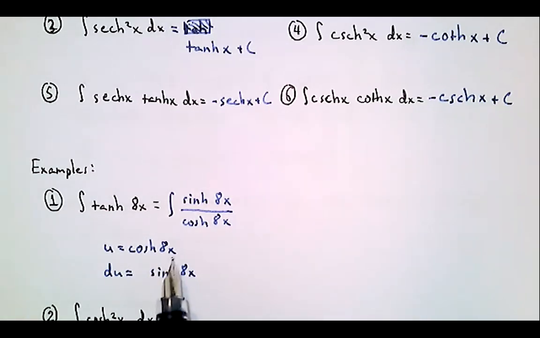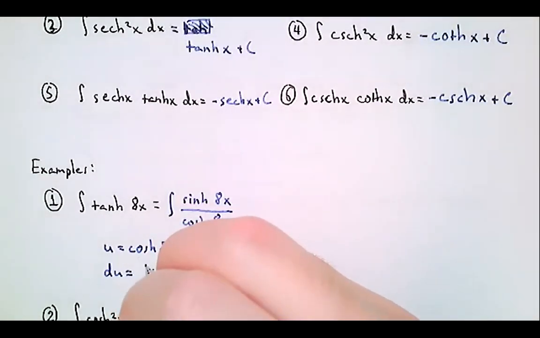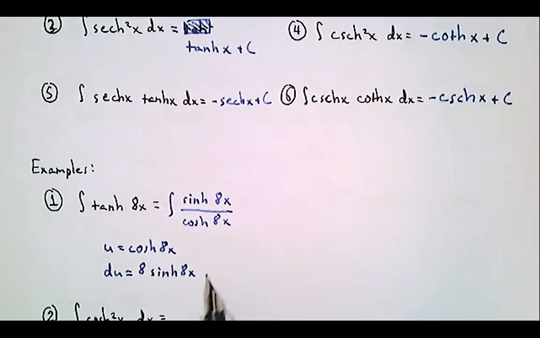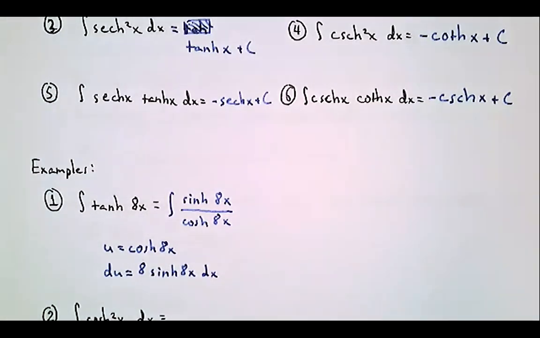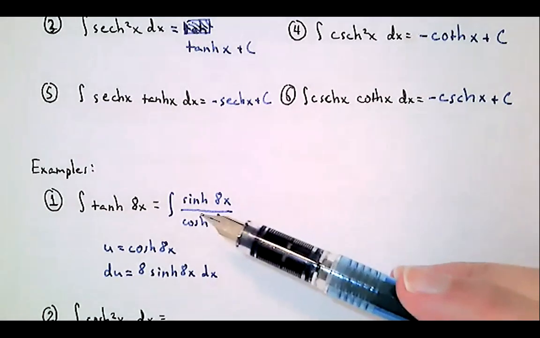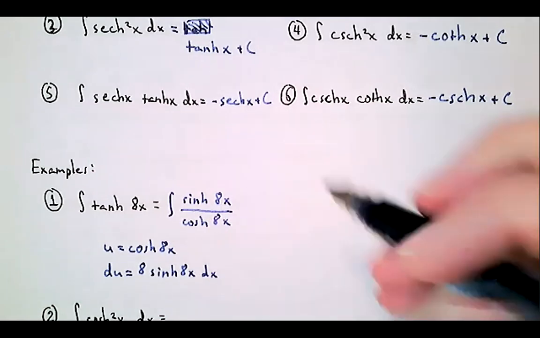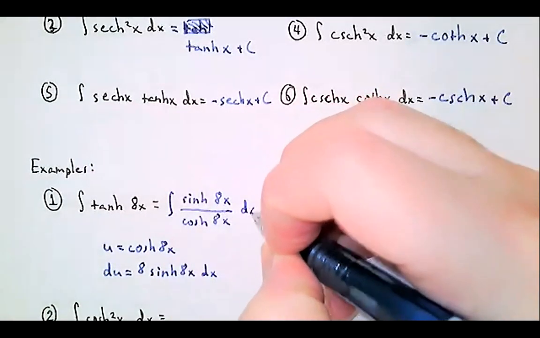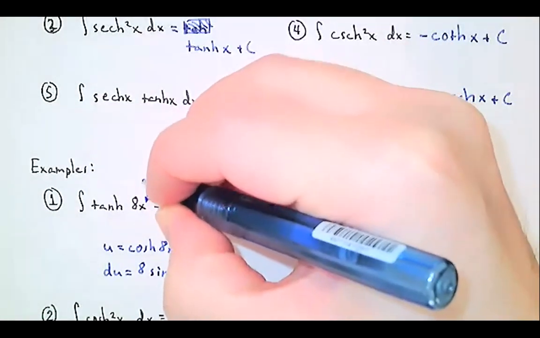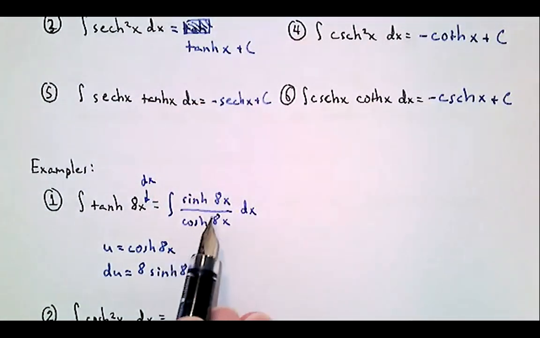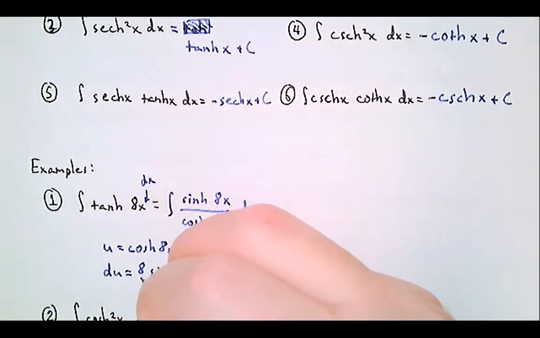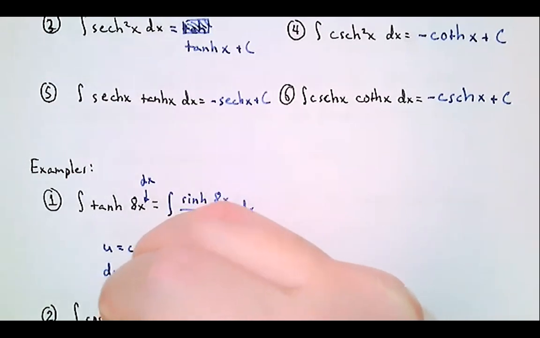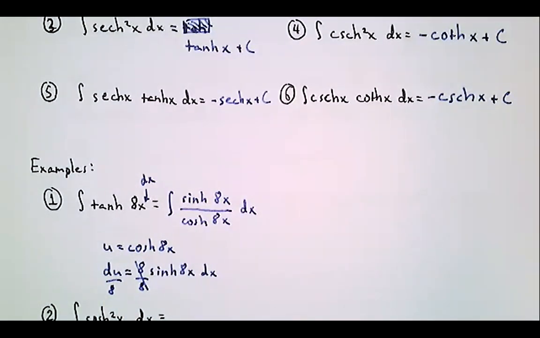But for this one, we do have an 8x on the inside. So we need to take that inner derivative and we get a constant multiple of 8. And then we tag a dx on the end. So we have a sinh of 8x here, and of course we need a dx, which I neglected to write a second ago. So the sinh 8x dx becomes a du over 8. So we can just divide through by 8 on both sides, like this.